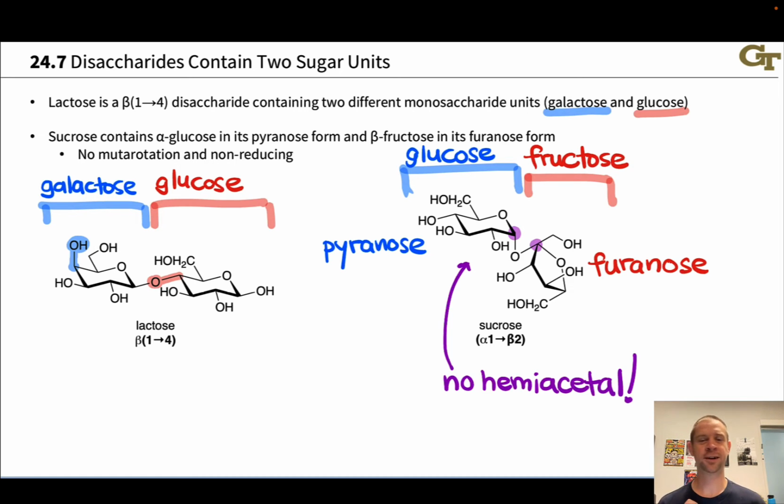This is worth pausing and poring over the structure to verify this. There is no hemiacetal in the structure of sucrose. So it can't open to form an aldehyde, that's why it's non-reducing, and there's no way to invert the configuration, for example, at either of the anomeric carbons without breaking the disaccharide apart completely. So it's not going to exhibit mutarotation either.